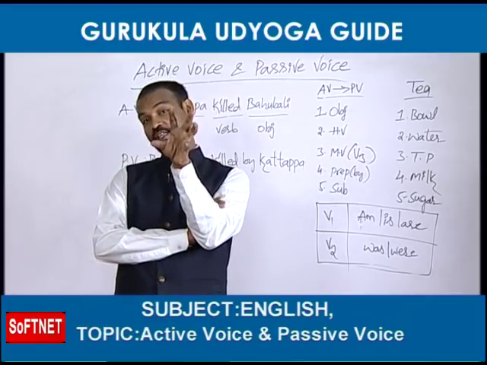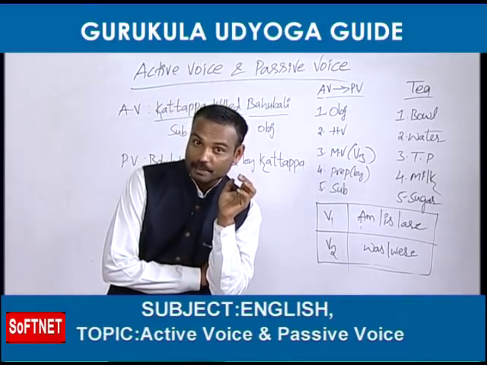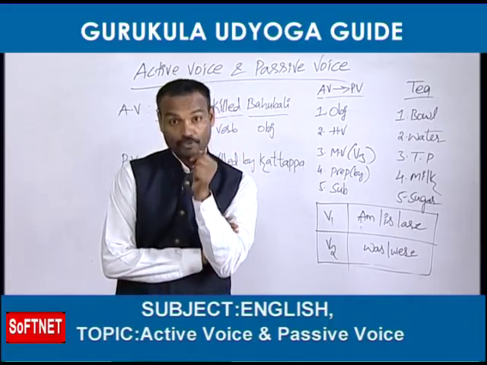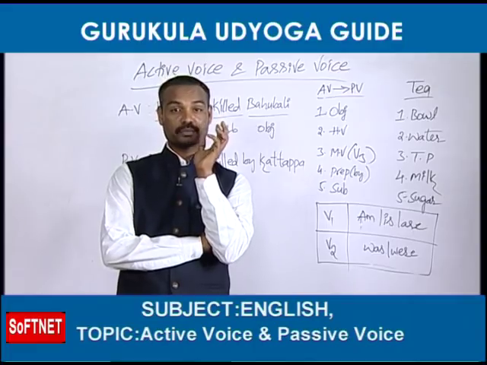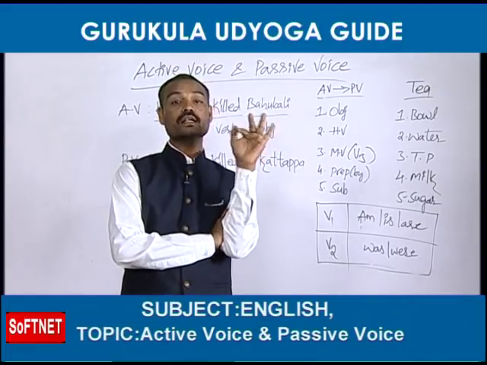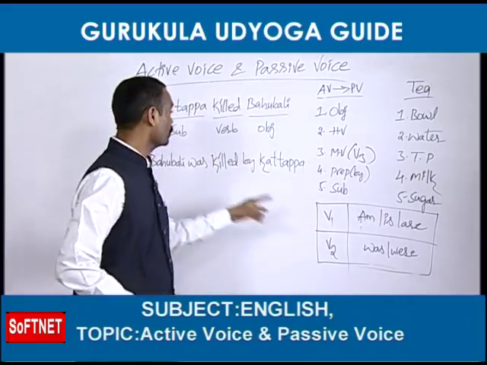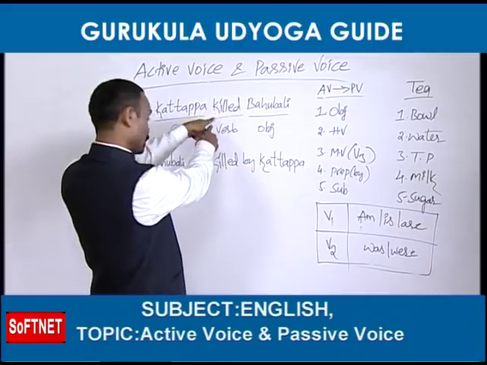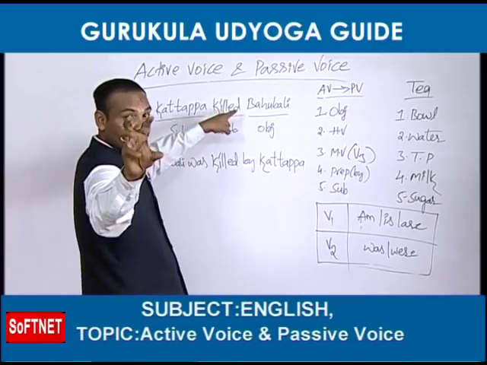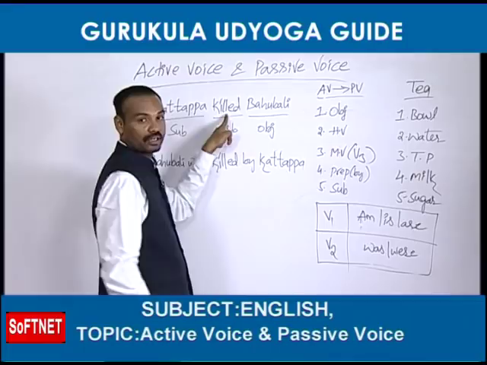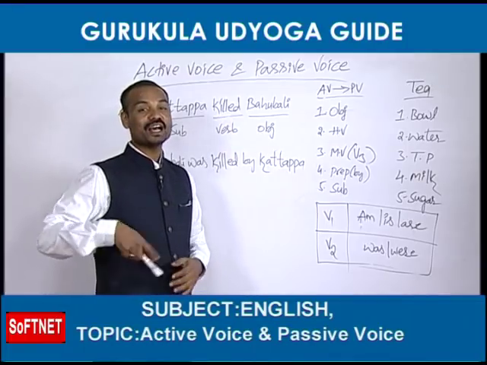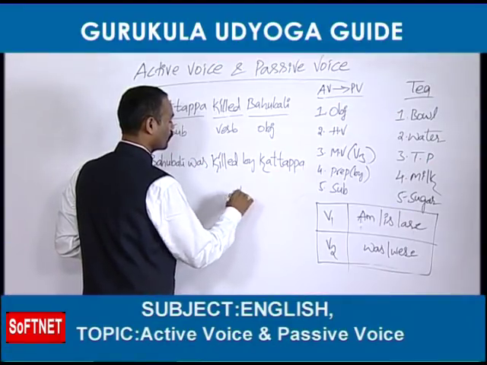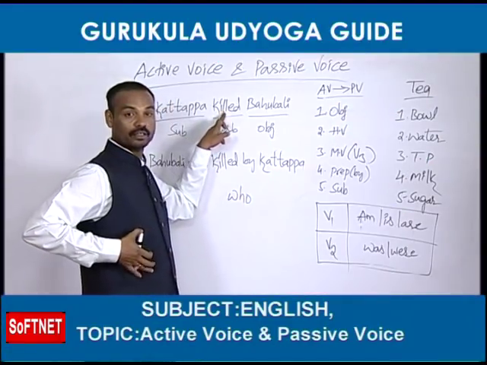Now, for knowing the subject also, again you should depend upon the verb. Why should you go to the verb? For knowing the subject. Whenever you would like to know where the subject is in the active voice, you should go to the verb in that active voice. In this active voice, where is the verb? Killed. This is the verb. If you want to know where the subject is, you should come here. Killed. You should ask a question: who? Who killed?